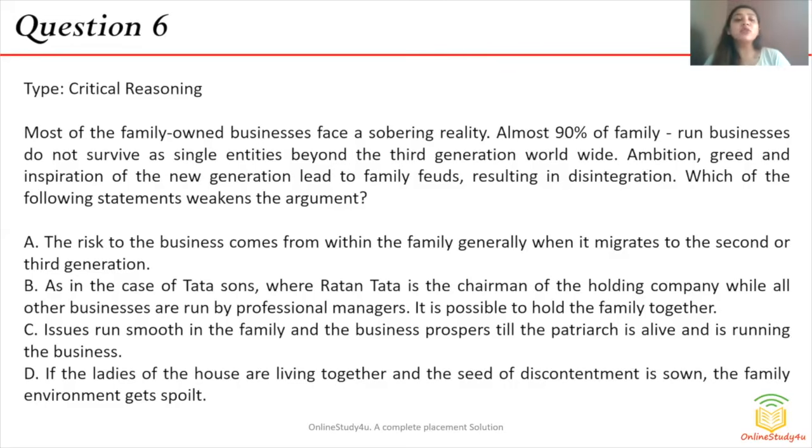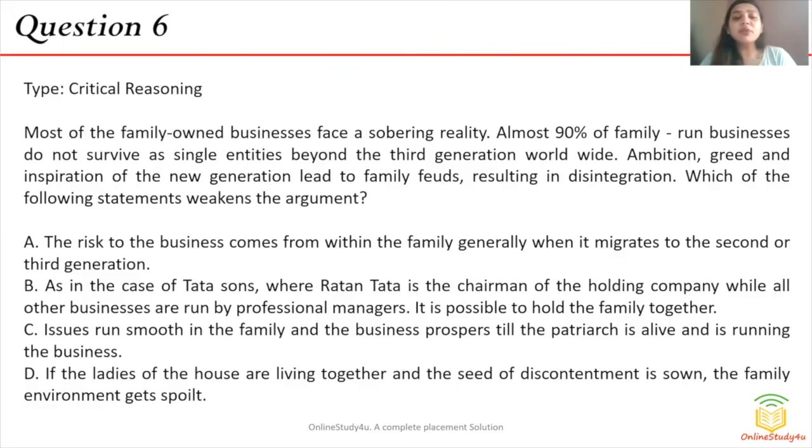Ambition, greed, and inspiration of the new generation leads to family feuds, resulting in disintegration. So, what is the reason that they are not surviving beyond their third generation? Because ambition is there, because greed is there, because of the inspiration that this new generation has, it is leading to family problems. The structure in the family is getting disturbed, and there is resultant disintegration. The family is breaking off. Which of the following weakens the argument? So, we need some sort of an argument which is weakening the fact that families are facing problems and disintegrating.